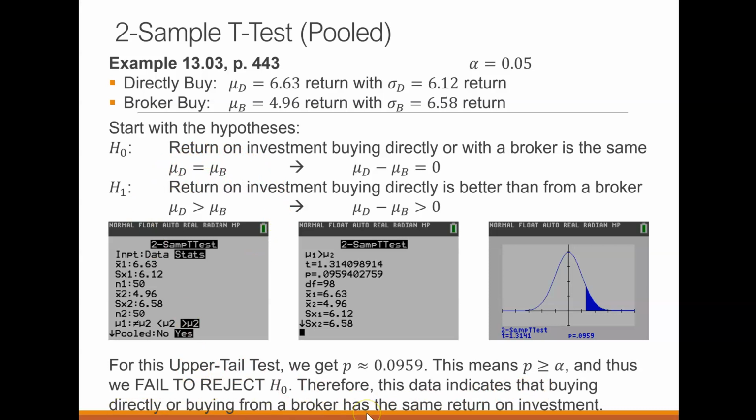So it tells us that we fail to reject the null, which says that they are the same. So that tells us that buying directly or buying from the broker does not have a change in return on investment, that you're getting the same deal either way, right? So our p-value is bigger than our alpha. So we failed to reject the null, which said that they were the same.